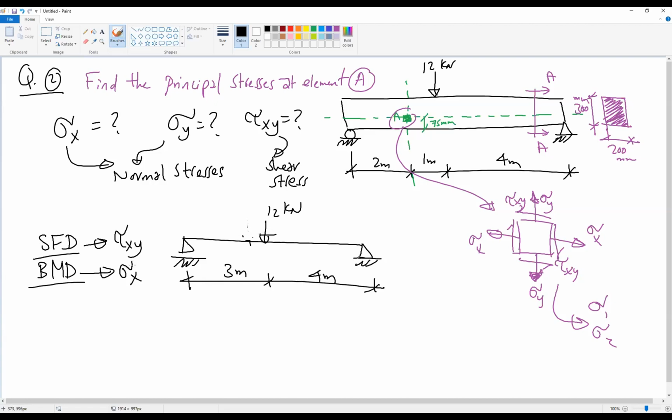Okay, and for your information, in this problem, sigma y will be 0. Why is sigma y 0? Sigma y is 0 in beams.